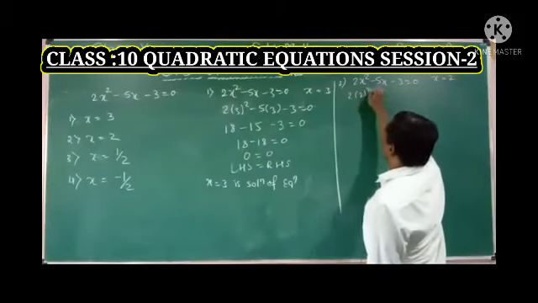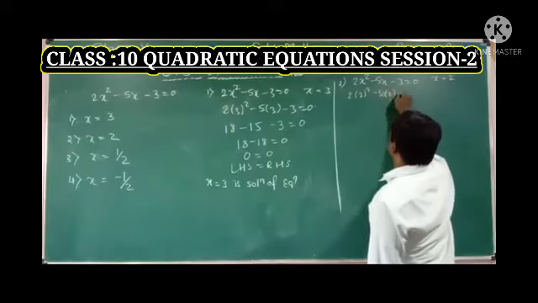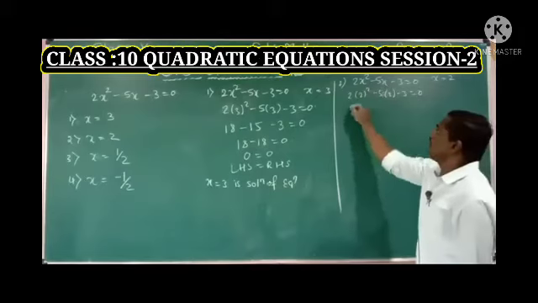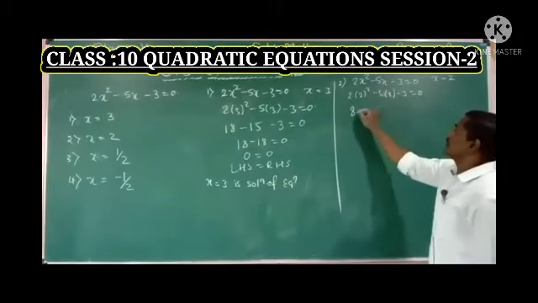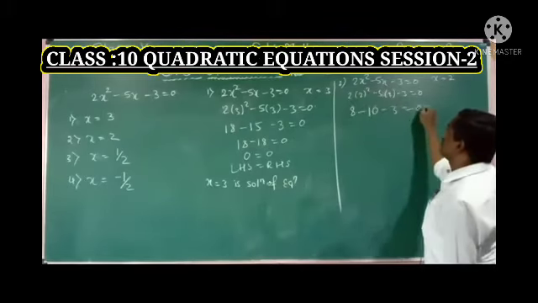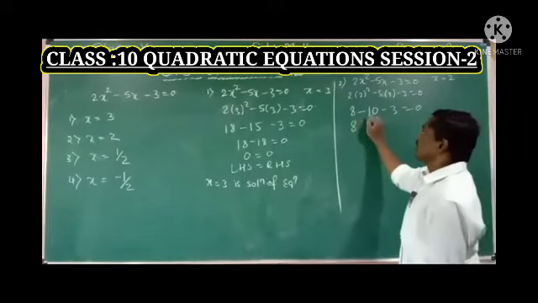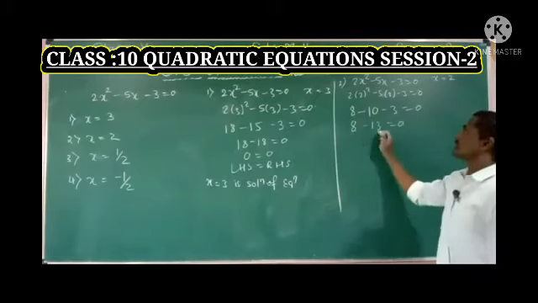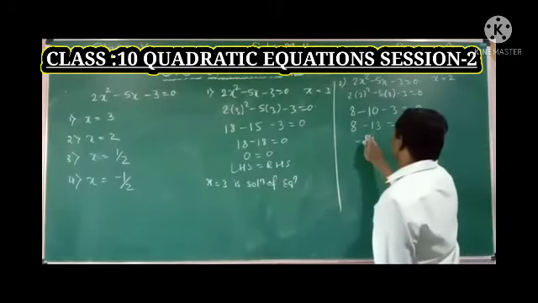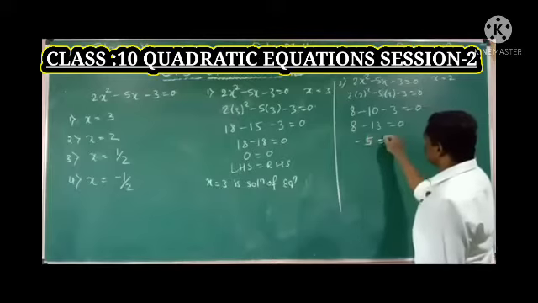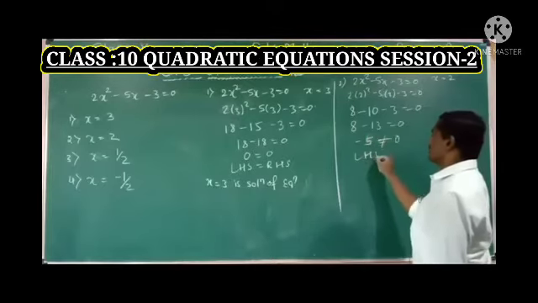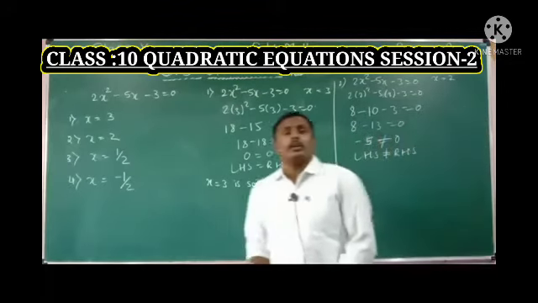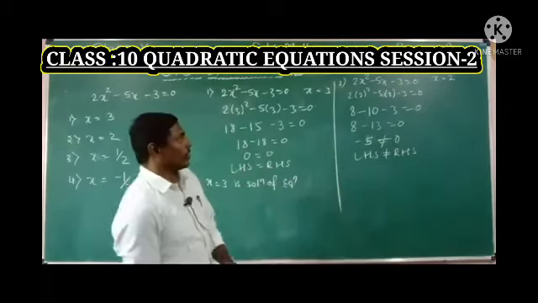2 into 2 square minus 5 into 2 minus 3 is equal to 0. 2 square is 4, 4 2s are 8, right? 5 2s are 10, so minus 10 minus 3 is equal to 0. 8 minus 10 minus 3 is minus 5, which is not equal to 0. It means LHS is not equal to RHS. It will not satisfy the given quadratic equation.